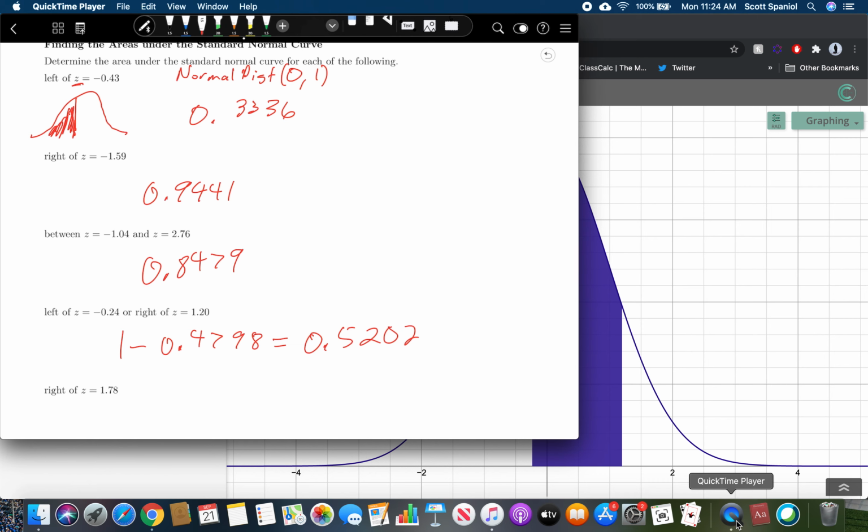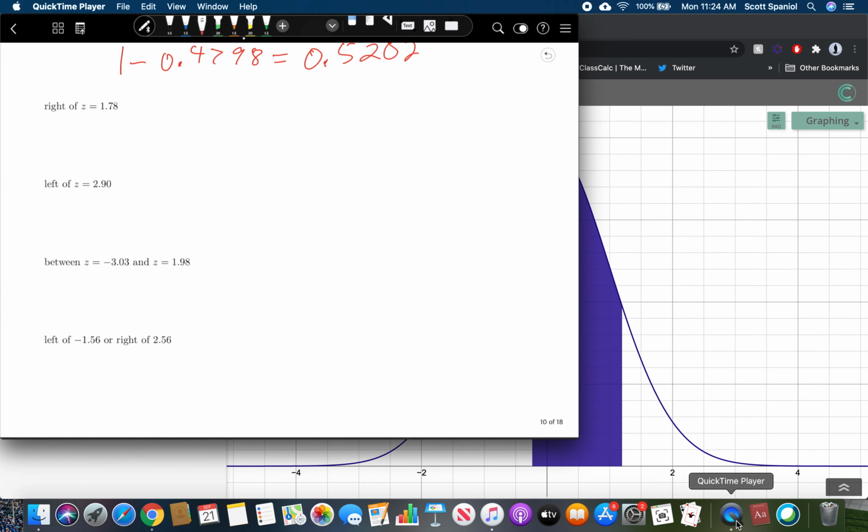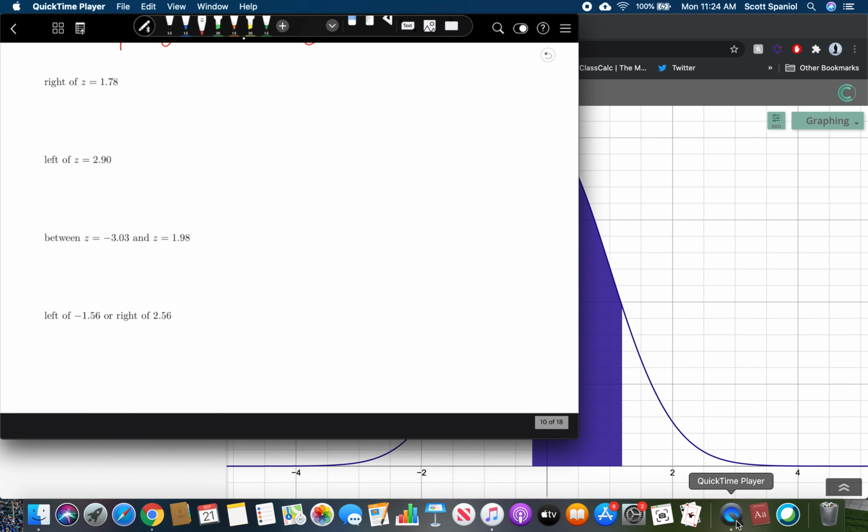So what I'd like y'all to do now is practice doing this on your own. So using ClassCalc, find these areas. And when you're ready, go hit pause, and when you're ready, hit play, and we'll go through them together.